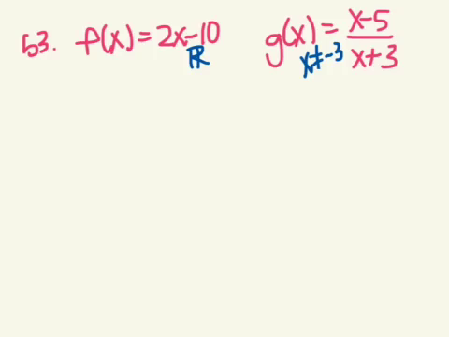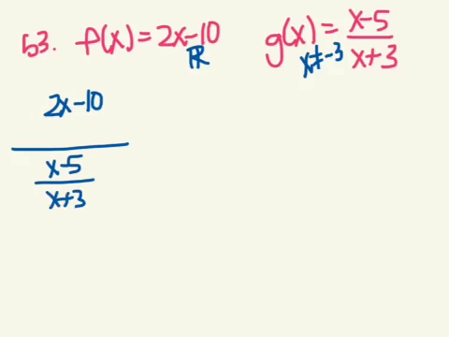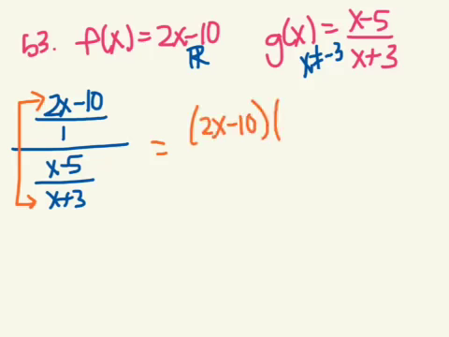So if I set this up, f of x divided by g of x, so 2x minus 10 divided by x minus 5 over x plus 3. So for this, we have something that's not a fraction divided by something that is. And anytime you're doing any sort of operation with a mix of fractions and non-fractions, you want to go ahead and make them both fractions. Now really we're just dividing two fractions, but I showed you guys that trick where if you have two fractions stacked on top of each other, really you're just multiplying the numerator of the first one with the denominator of the second one.